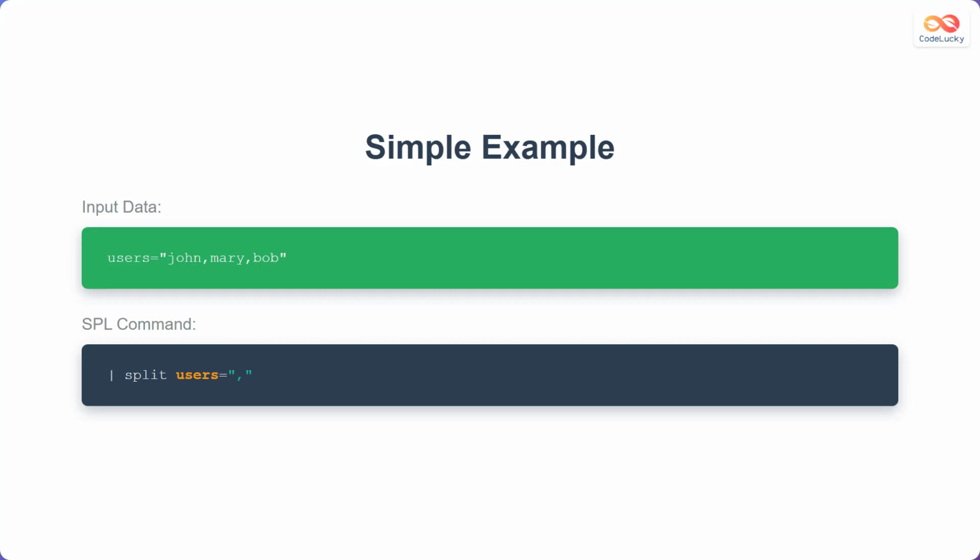Let's look at a practical example to understand how the split command works. Suppose you have input data where the users field contains multiple usernames separated by commas. In this case, the field contains John, Mary, Bob all in a single string value. To split this field, you would use the SPL command: | split users=",". This tells Splunk to take the users field and split it wherever it finds a comma character.